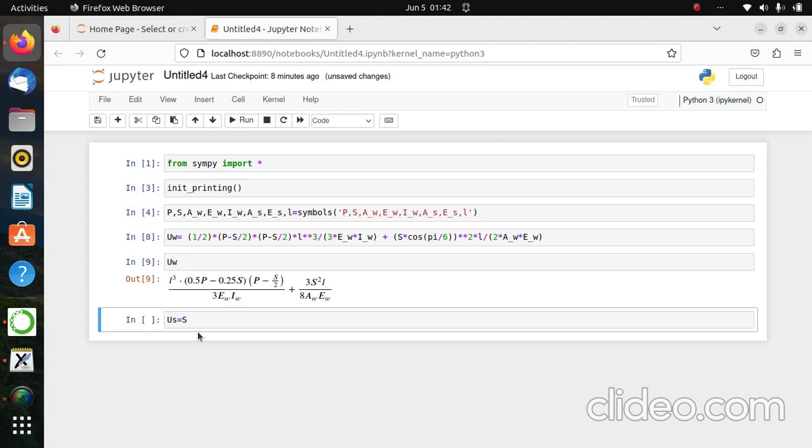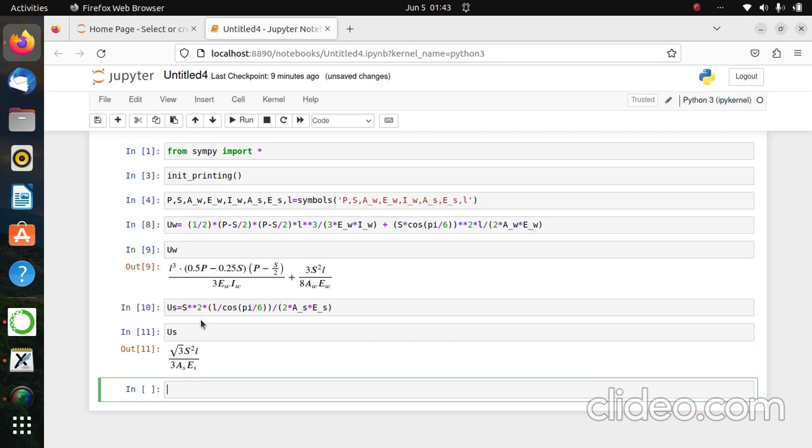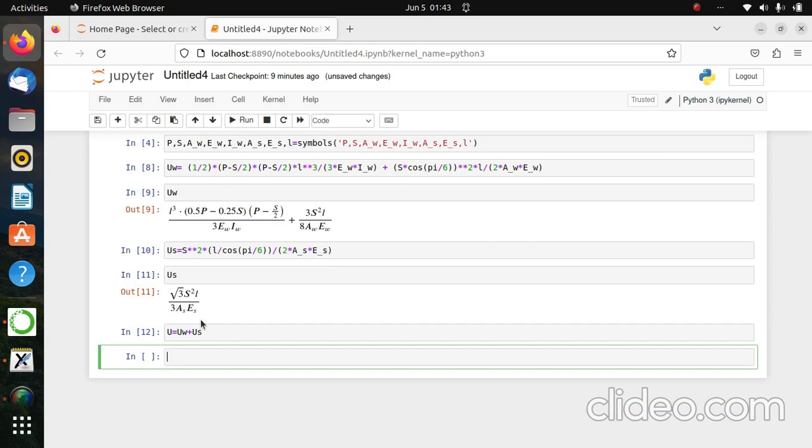Now US is S square, this is the force square into L. In place of L, we have L by cos pi by 6. S square L by twice A E into A_S into E_S, and that gives your US. So let us write US. This is US. S square L, in place of L, L by cos 30, P square L by twice AE. So total strain energy is UW plus US. This is the total strain energy.